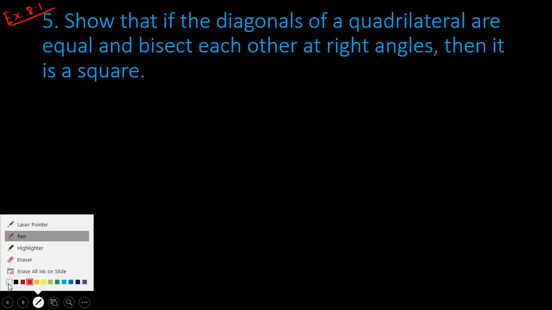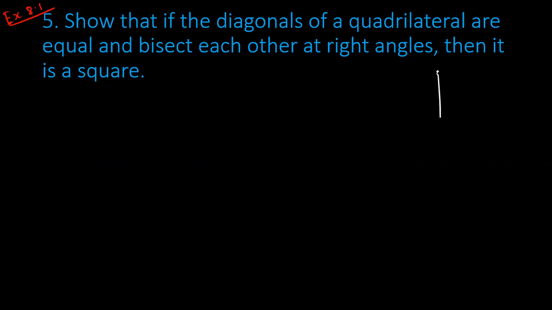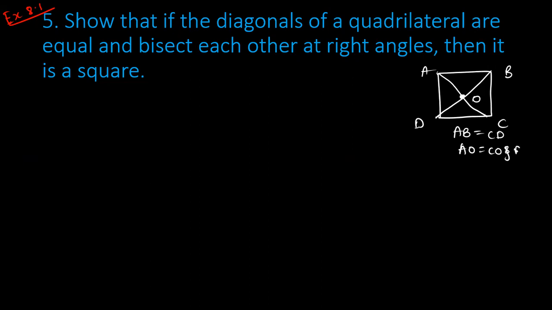So we have a quadrilateral ABCD. And we're saying that the diagonals are equal to each other. That means AC is equal to BD here, and also they bisect each other at right angles. So that means AO is equal to CO and BO is equal to OD, and each of the angles at point O is equal to 90 degrees. So angle AOB is equal to 90 degrees.